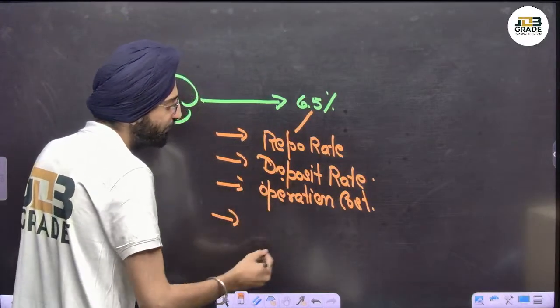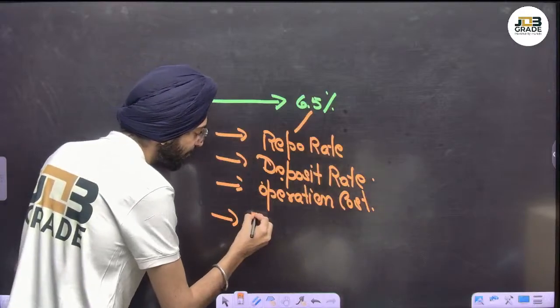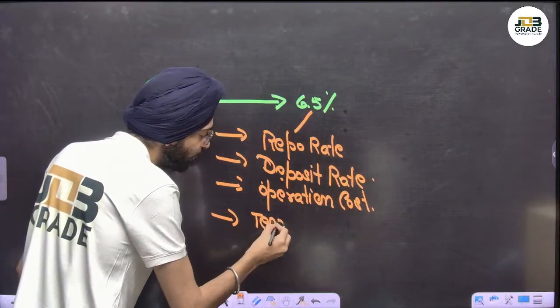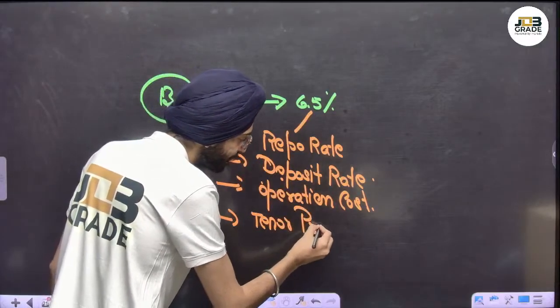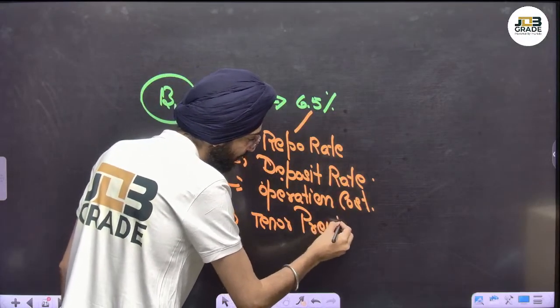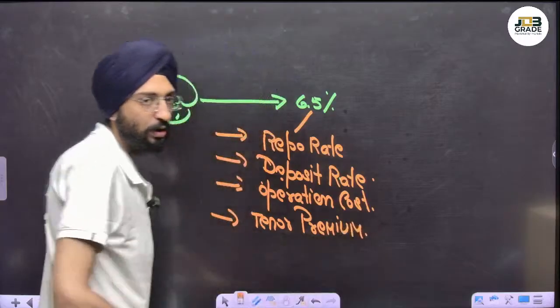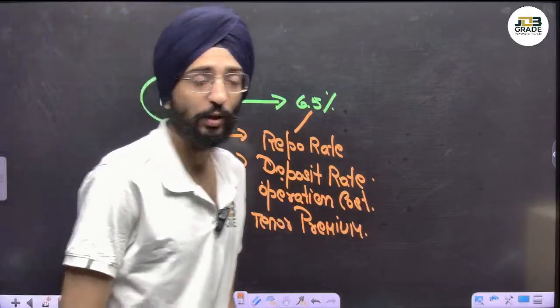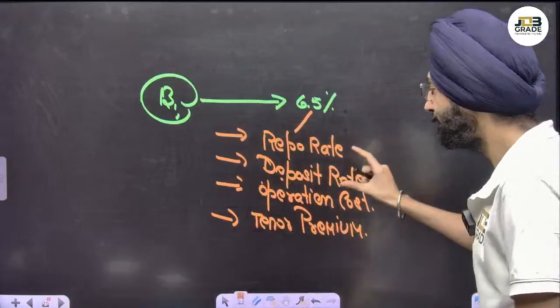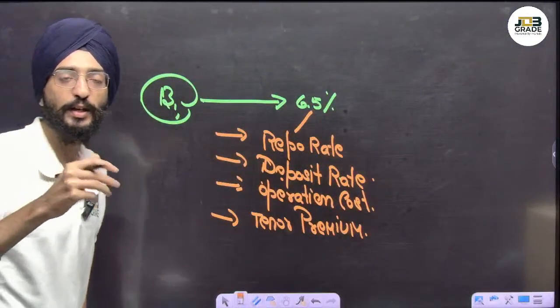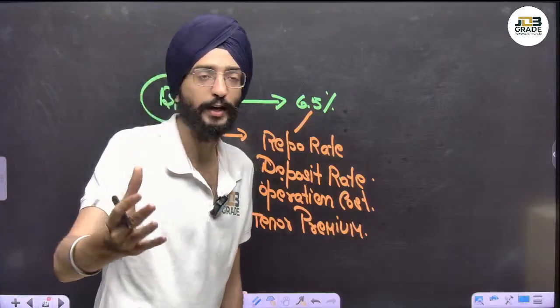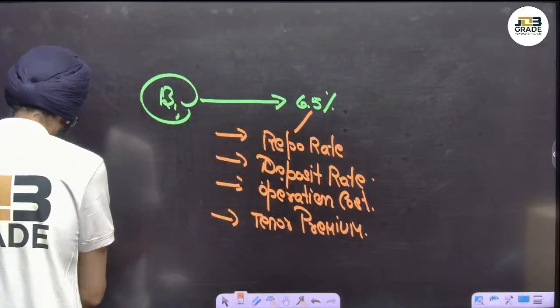So of course, the bank needs to consider that tenor premium. Tenor, I'm calling that interest and principal amount. Tenor premium. So that's how things work. These are, I would say, the major factors that determine the lending rate. Now, let me come to another point.